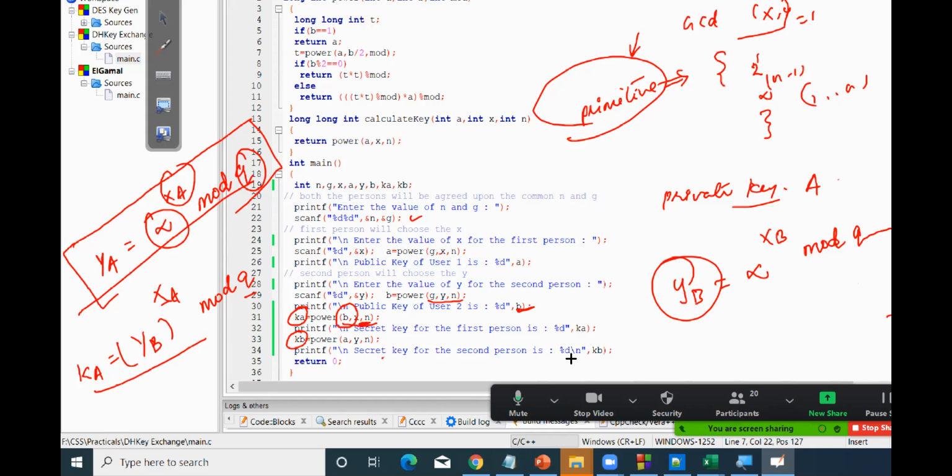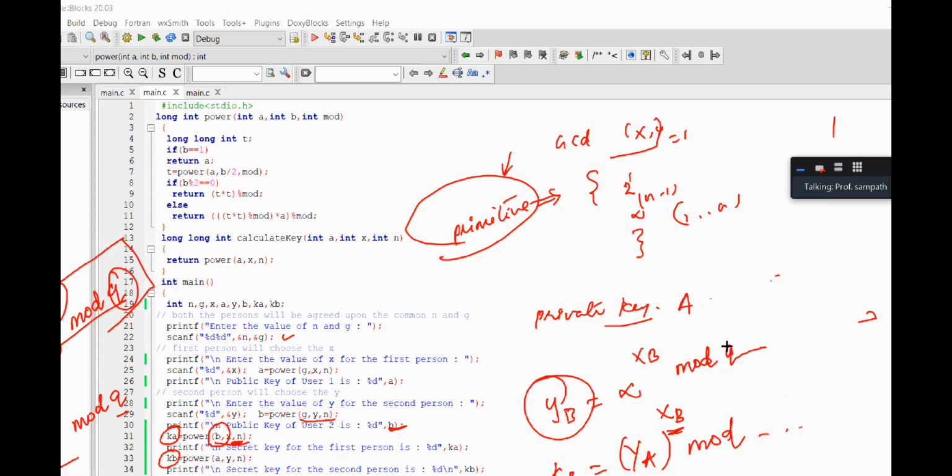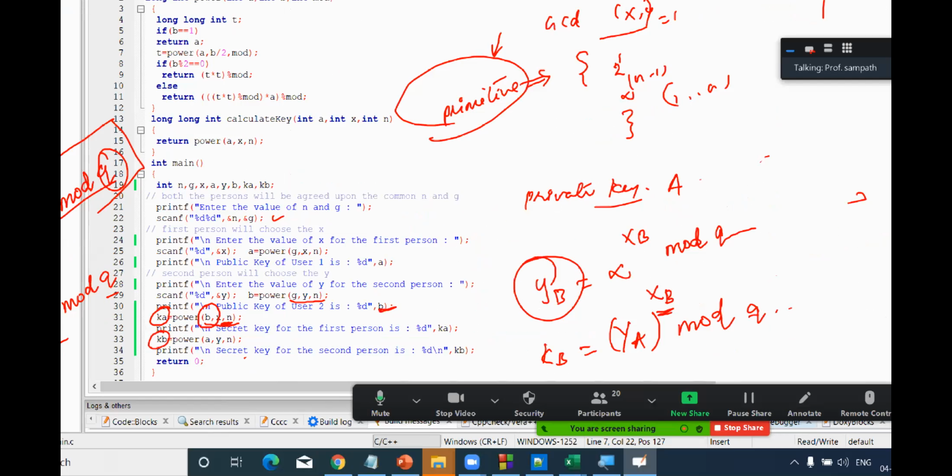Similarly, user B wants to calculate a secret key, which is KB, which is based on YA. YA is the public key of user A, to the power XB, its own private key, followed by mod Q, right? Here YA is the public key of user A, XB is the private key of user B, and Q is the prime number. We substitute these values.